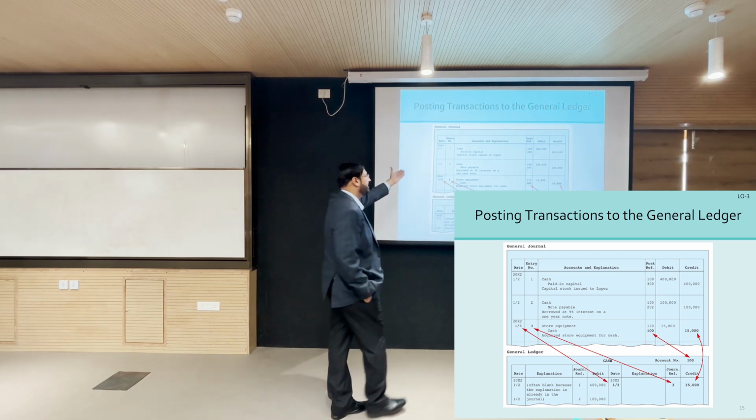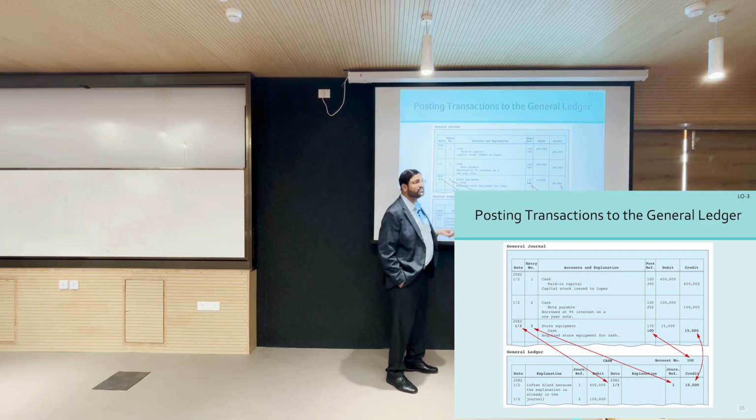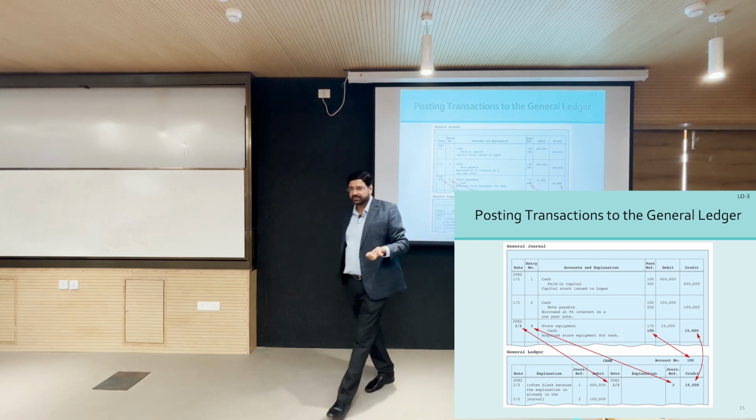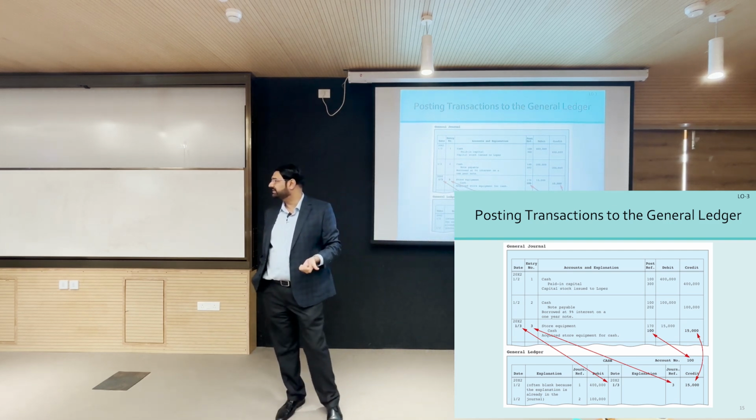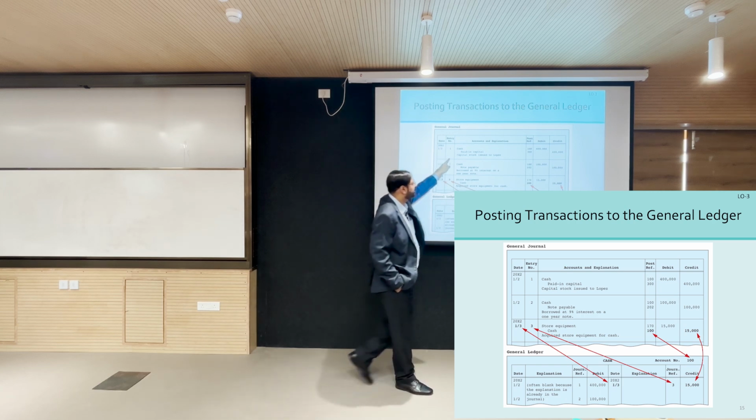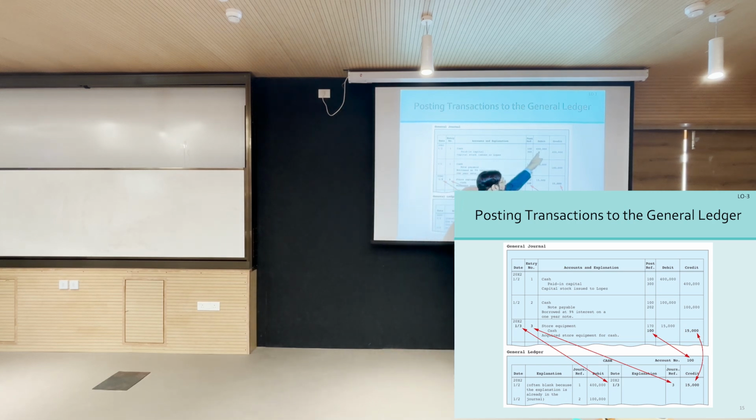Serial number, so this is the first one. What is the account? Cash account we said is to be debited, increase in cash, increase in asset is debit. So, cash account is debited. How much? 4 lakh rupees.